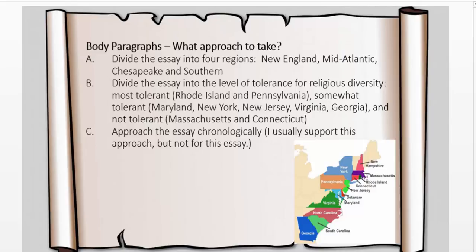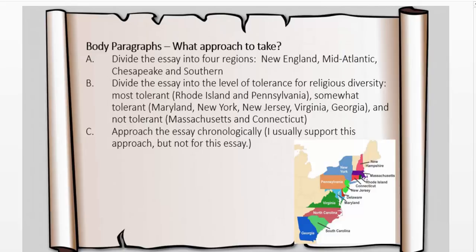existed. Rhode Island and Pennsylvania were the most tolerant, but they're from different geographic regions. Maryland, New York, New Jersey, Virginia, Georgia, they were somewhat tolerant. Massachusetts and Connecticut, either you followed the puritanical religion or you were banished, so they were not tolerant at all. And then there were other colonies that just really didn't focus on religion very much.